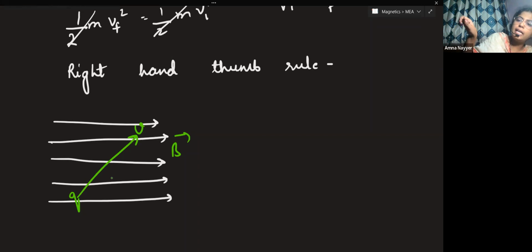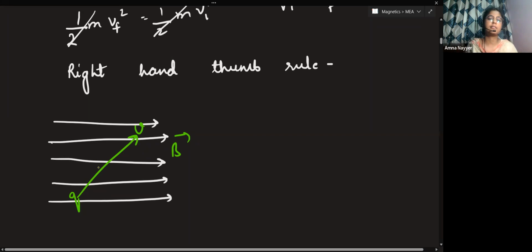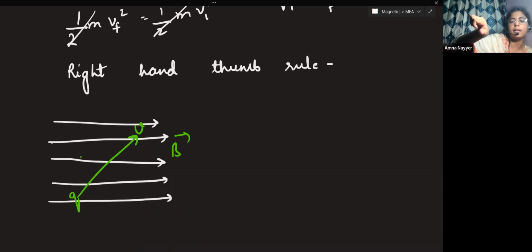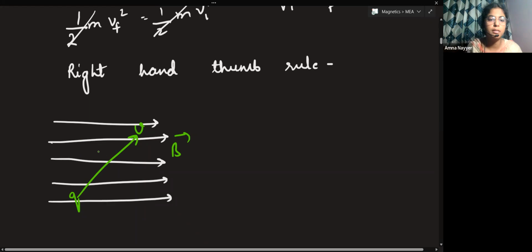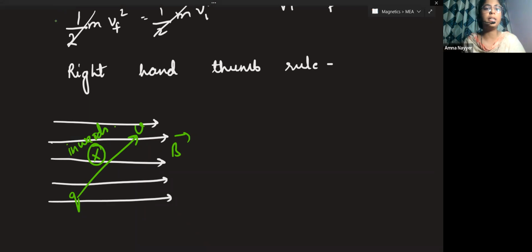So if I curl it like this, then the thumb gives the direction of what? The thumb gives the direction of force. So if this is kept like this, the force will be like this. This is velocity, this is magnetic field. Into the plane, no? Just try. This is velocity, this is magnetic field. Into the plane. Yes, this will go inwards. Understood this? Just do it along, then only you will be able to understand.